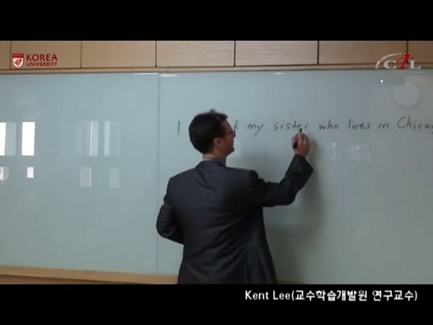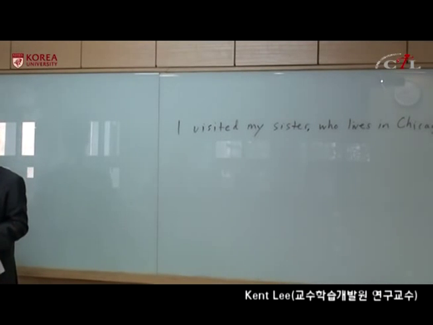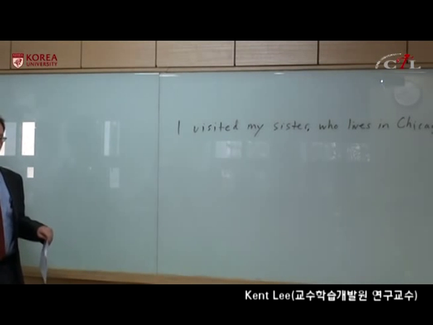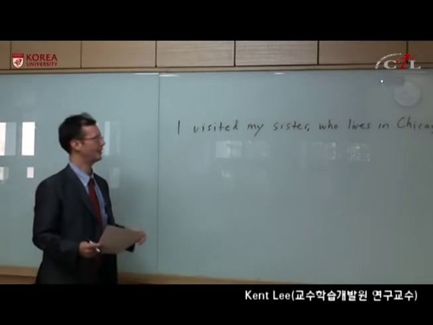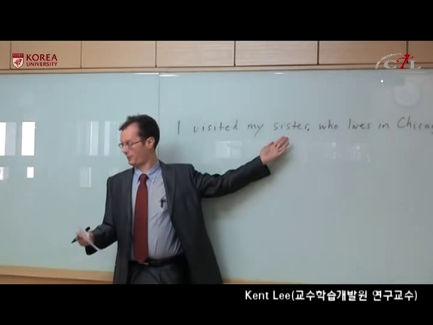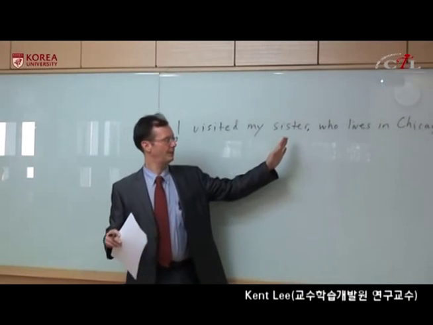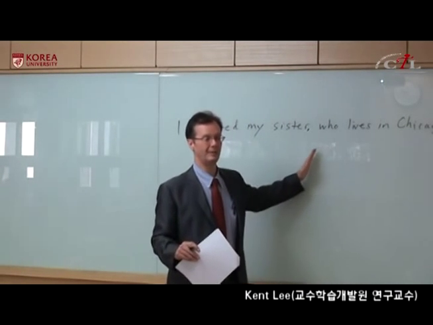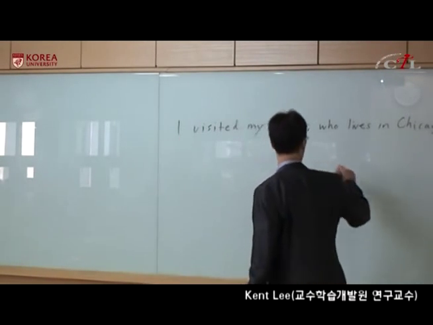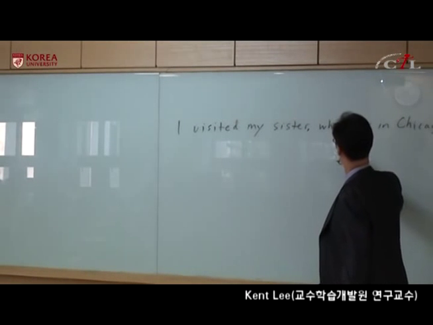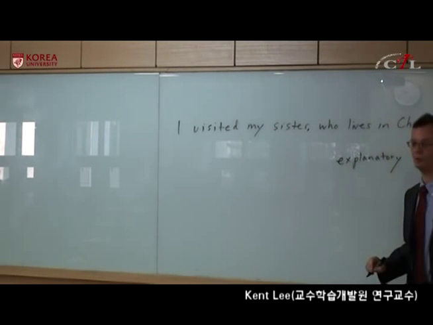But if you put a comma, in speaking, you're going to put more of a pause. I visited my sister, who lives in Chicago. A bit more of a pause in speaking, which correlates to the comma in writing. That is adding more information. So in this case, maybe I assume you know about my sister, or maybe I just have one sister, and it's enough for me to say this. And here, this is not identifying her. This is simply adding more information. This is a non-identifying relative clause, or kind of explanatory.